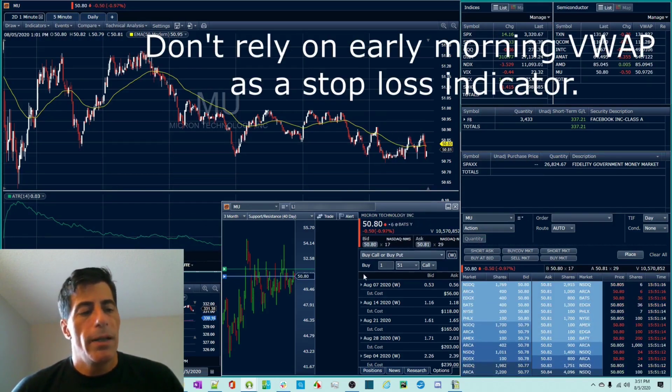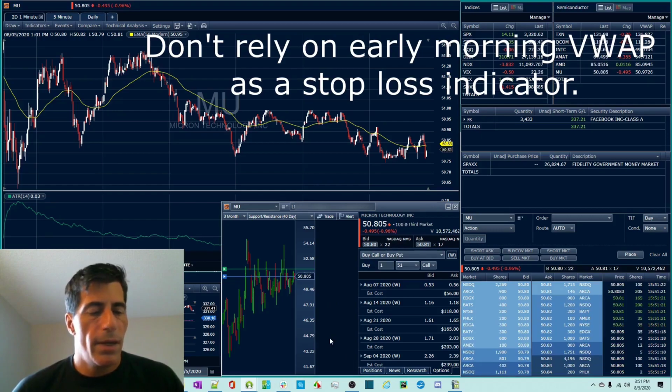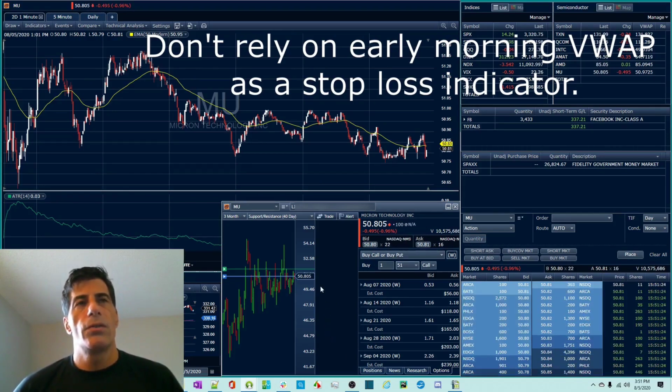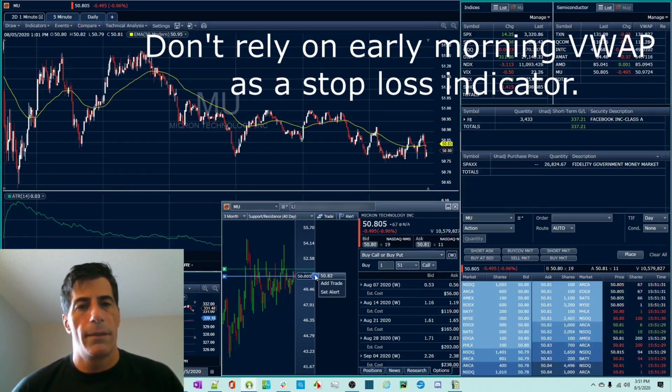Volume weighted average price. You don't want to rely on that too heavily to guide you early in the morning. It just doesn't have any benefit there. There's too much price discovery, so much hasn't happened, and the large orders haven't hit the market to show you the true direction of the day.